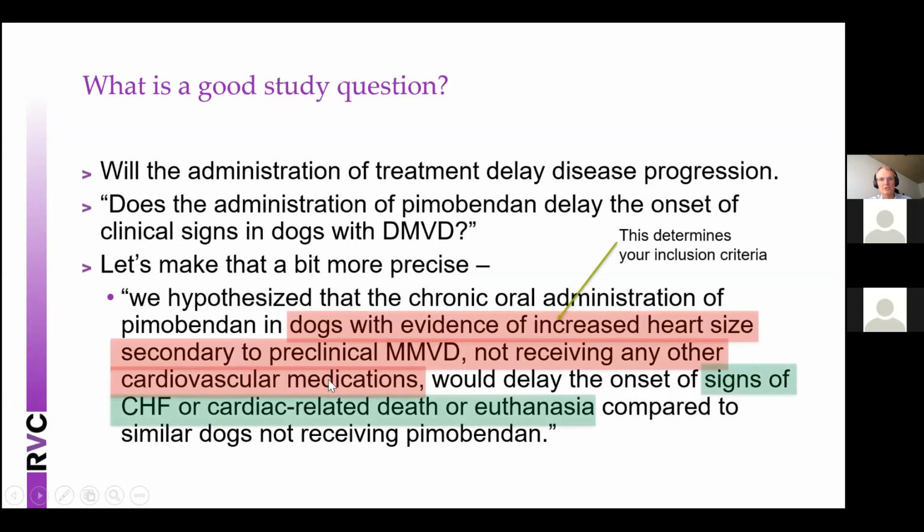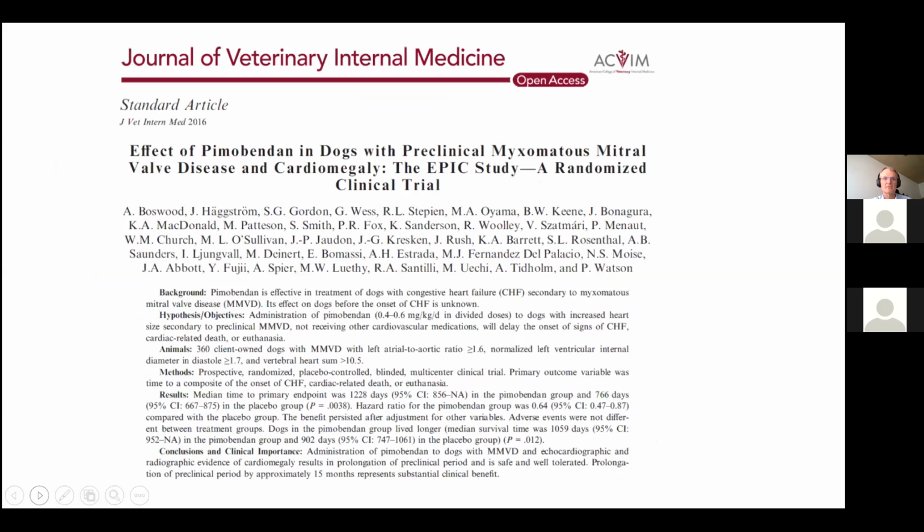So that was our study question. Dogs with evidence of preclinical disease with enlargement of their heart was our study population, and signs of congestive heart failure or cardiac-related death was our endpoint. So we did a study, and this was the article that we finally published as a consequence of doing it. This was published back in 2016.